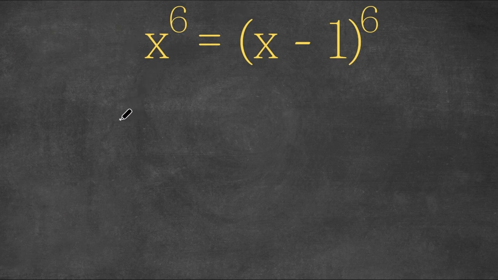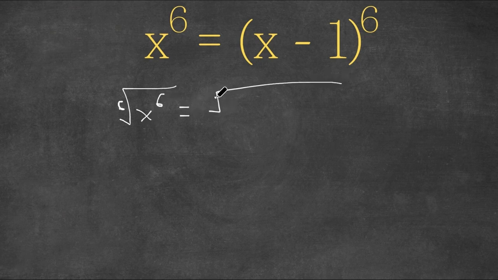So x to the power of 6, we're going to do x to the power of 6 to the sixth root. And this is going to equal the sixth root of x minus 1 to the power of 6. And these two actually cancel out. So x to the power of 6 to the sixth root, it's going to cancel out because these two are opposites. So remember, opposites cancel out.